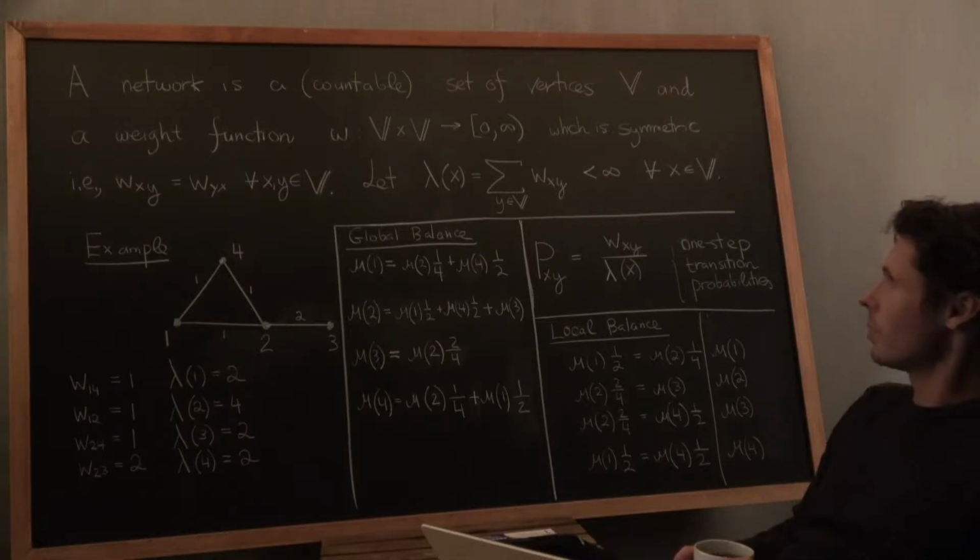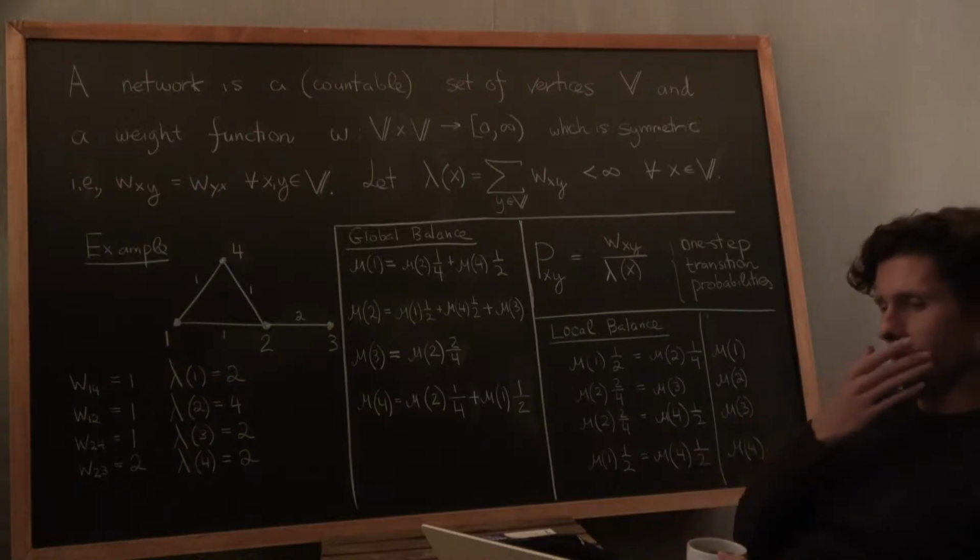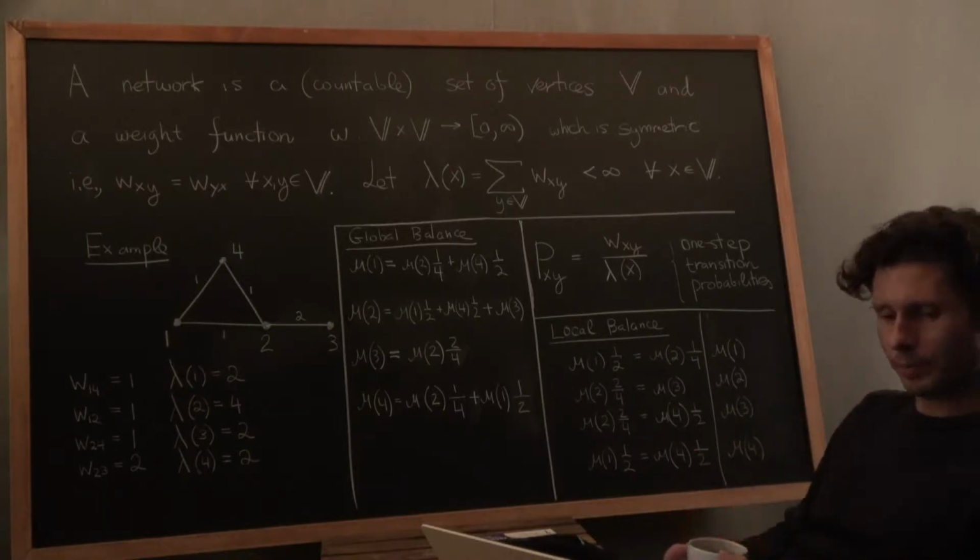I mentioned countable there because it can in fact be infinite. So I could have a set of vertices that's maybe all the natural numbers, but it cannot be the real numbers because it has to be countable.